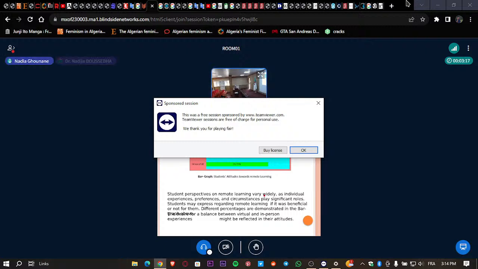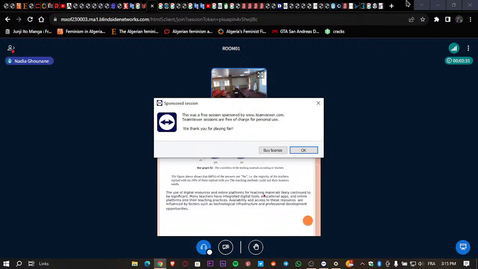Here I have put some data collected from teachers at Dr. Moulay Tahir University. Students' perspectives on remote learning vary widely as individual experiences, preferences, and circumstances play significant roles. Students may express whether remote learning was beneficial or not for them. Different percentages are demonstrated in the bar graph. Differences between virtual and in-person experiences might be reflected in the figures. There are different percentages from 36.84% to 29.72%, expressing the attitudes toward remote learning.